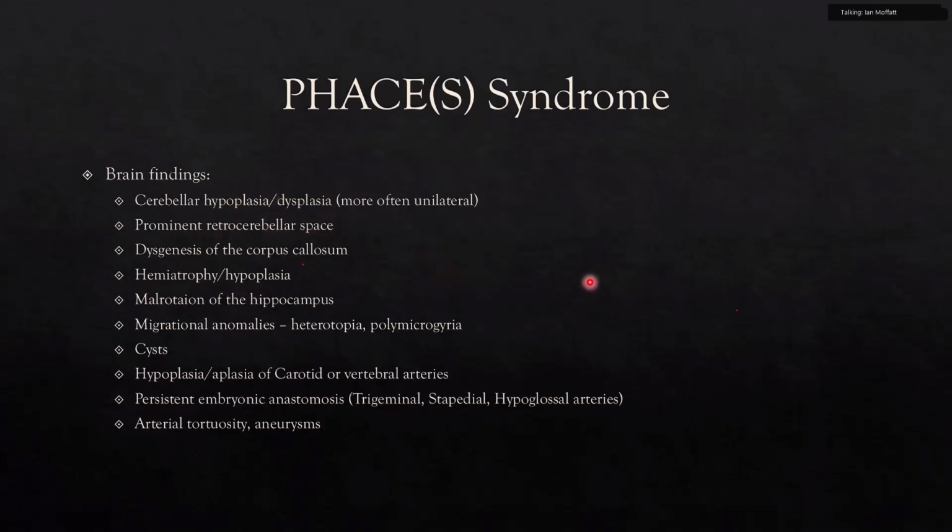So again, cerebellar hypoplasia, prominent retrocerebellar space or Dandy-Walker spectrum, dysgenesis of the corpus callosum, hemiatrophy or hypoplasia, malrotation of the hippocampus, migrational anomalies, heterotopia and polymicrogyria, cysts, hypoplasia or aplasia of the carotid or vertebral arteries, persistent embryonic anastomoses, or arterial tortuosity and aneurysms or vasculopathy.